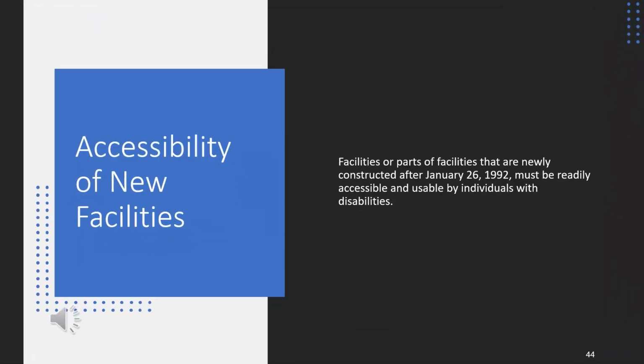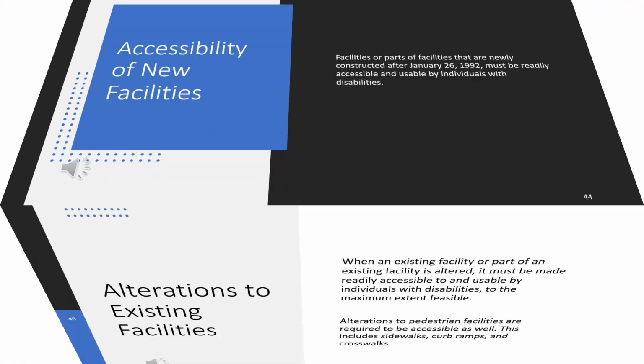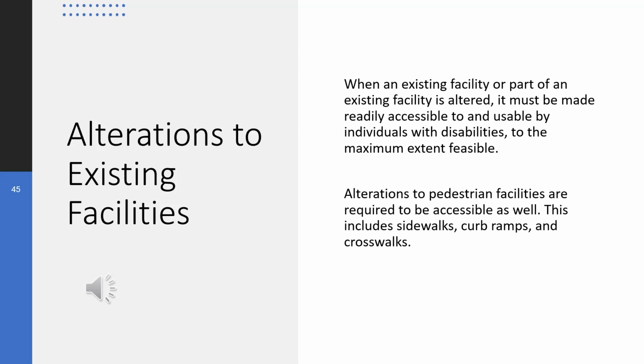The ADA requires that all new buildings and facilities constructed by a state or local government be accessible. Facilities or parts of facilities that are newly constructed after January 26, 1992 must be readily accessible and usable by individuals with disabilities. When an existing facility or part of an existing facility is altered, it must be made readily accessible to and usable by individuals with disabilities to the maximum extent feasible.